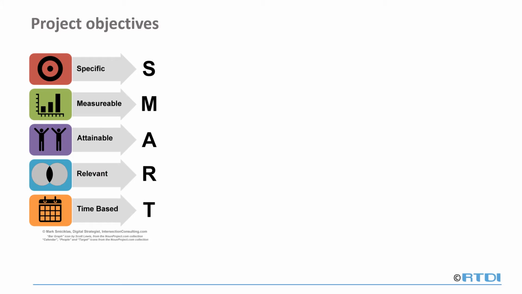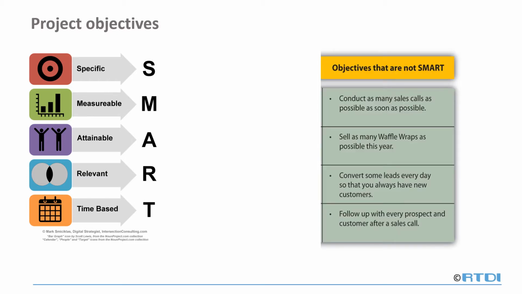Make sure your project objectives are as SMART as possible, meaning that they are specific, measurable, achievable, relevant, and of course they will be time-based because they are framed into a project. For example, if I say my objective is to sell as many waffle grabs as possible this year, for sure I'm not being specific, I cannot be measured, I cannot even assess if I have achieved something or not because I don't have a clear vision of what I'm trying to achieve, and it's not relevant.